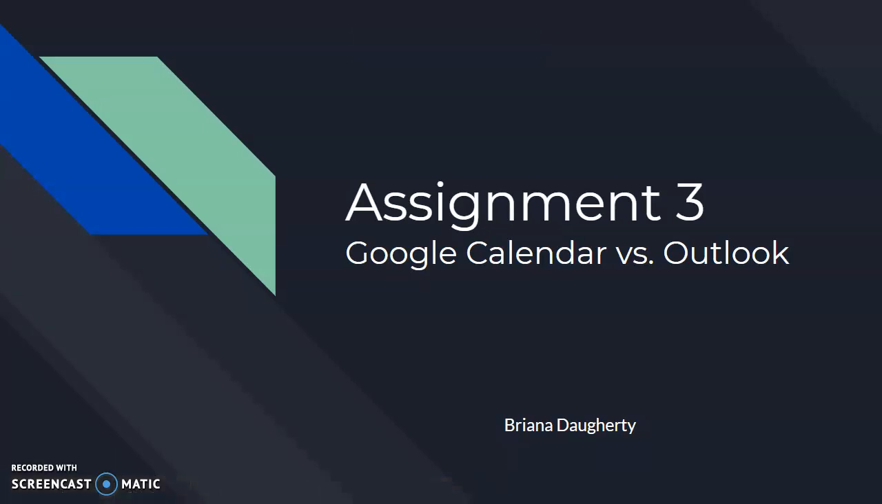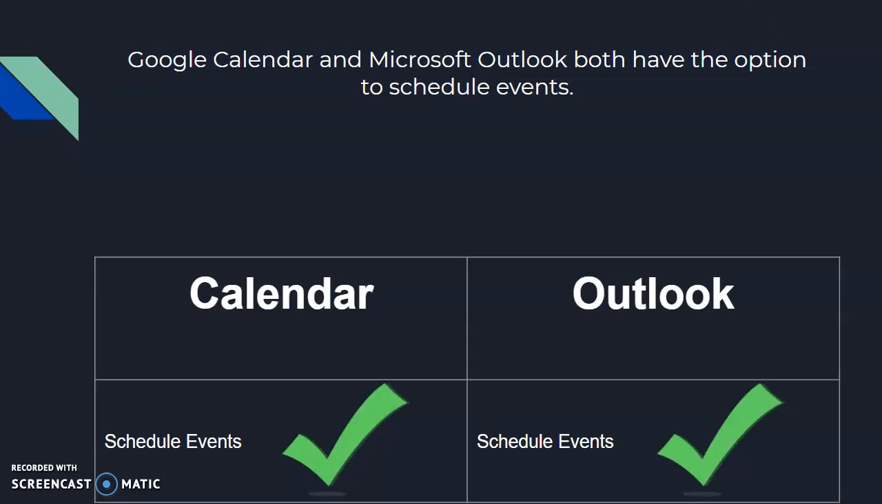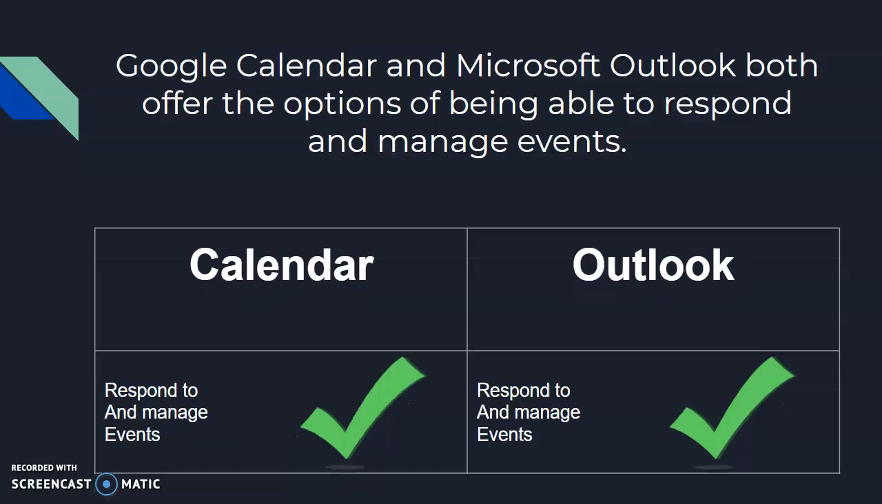This was a little difficult for me to complete simply because I use Microsoft Outlook on a daily basis. I've used it for years and I'm getting quite familiar with how to use it. So, comparing the two, you are able to schedule events in both Calendar and in Outlook. Google Calendar and Microsoft both offer the options of being able to respond and manage events.